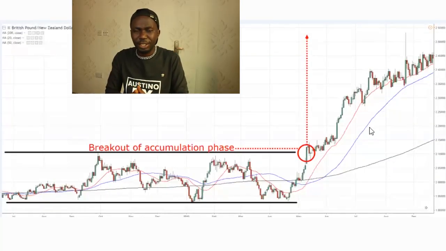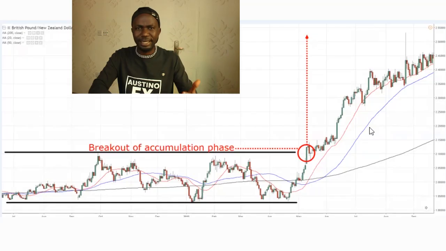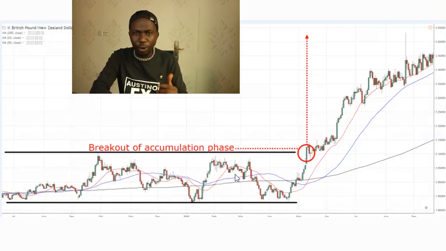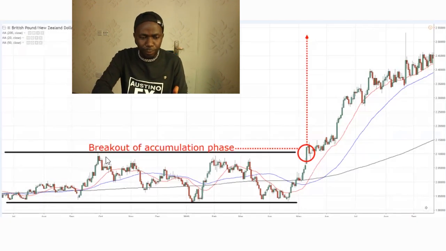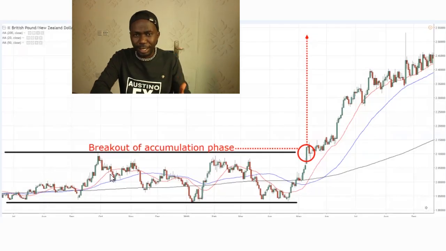That is to say, the buyers and the sellers are in equilibrium, exchanging prices. And like I said, accumulation stage is a range bound market after a strong downtrend. That's what we call the accumulation stage. After the accumulation stage, the next stage you have is what we call the advancing stage. So the advancing stage occurs when there is a breakout of the accumulation stage. Like I said before, an accumulation stage is when there is a range bound market after a strong downtrend, which is what you have seen on the screen.